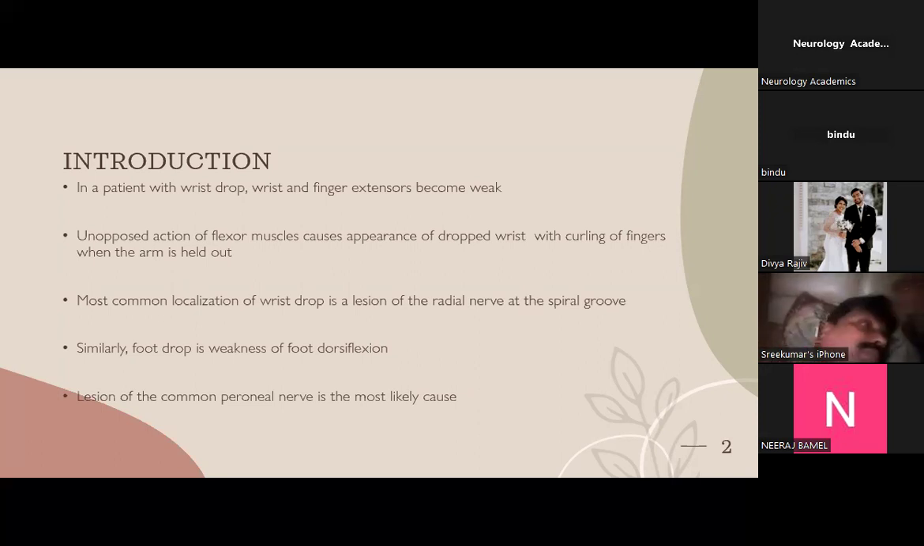So coming to introduction, in a patient with wrist drop, usually the wrist and finger extensors become weak. And there will be unopposed action of flexor muscle causing appearance of dropped wrist with curling of fingers when arm is held out. The most common localization for wrist drop is a lesion of the radial nerve at the spiral groove. Similarly, foot drop is the weakness of foot dorsiflexion, and lesion of the common peroneal nerve is the most likely cause.